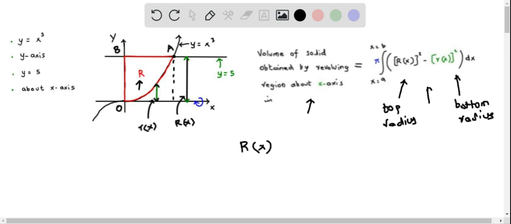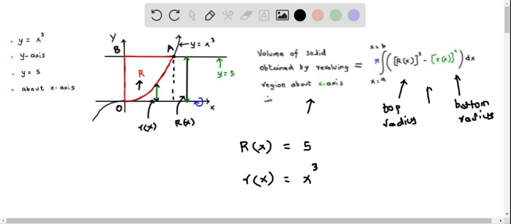And for that, we should determine the big R of x. The big R of x is the radius of the top curve, which is represented by y equals x cubed. So I write R of x equals x cubed, and then the small r of x is the radius of the bottom curve. I'm sorry, the big R of x is y equals 5, so this will be 5, it's not x cubed. Only the small r of x is touching y equals x cubed. So this will be x cubed.